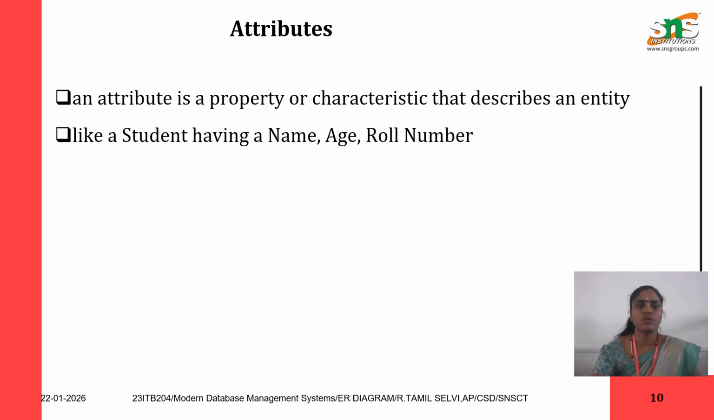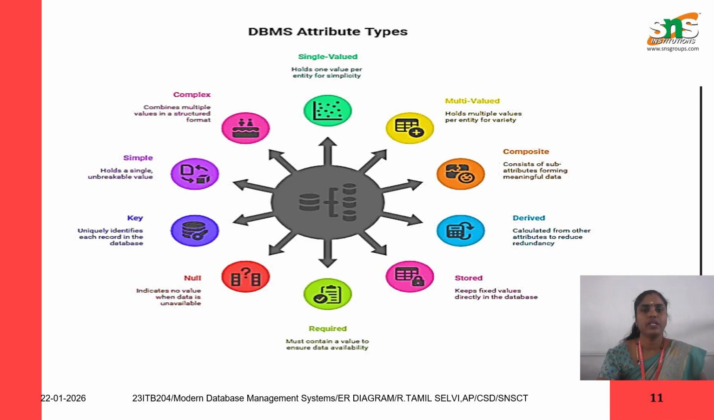Next one, attributes. An attribute is the property or characteristic that describes an entity, like a student having the register number, age, and name. DBMS has different types of attributes. For example, single value attributes, multi-value attributes, composite and derived, stored attribute, recurrent attribute, null, and attribute can be a key value and simple and complex value.